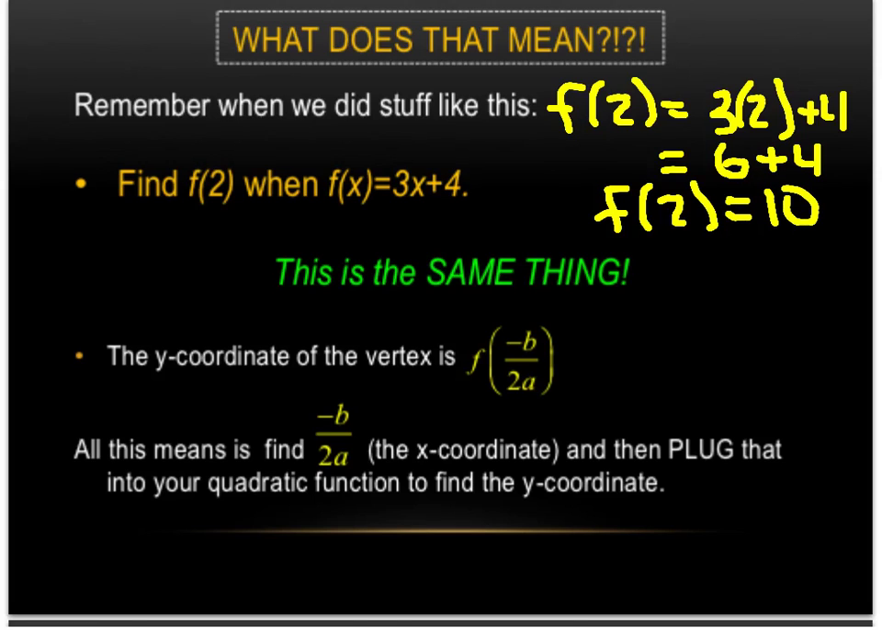Well, same thing goes here. What we're going to do is find negative b over 2a. Well, remember, b is the coefficient of our linear term, our x term. A is the coefficient of our quadratic term, which is our x squared term. We're going to plug in those values. We're going to find a number. We're going to take that same number and we're going to plug it back into our function, and that's going to give us the y-coordinate of our vertex. Alright, so lots of evaluating to do, but it's not too hard. You just have to remember negative b over 2a, and then you plug it back in to find the y-coordinate.